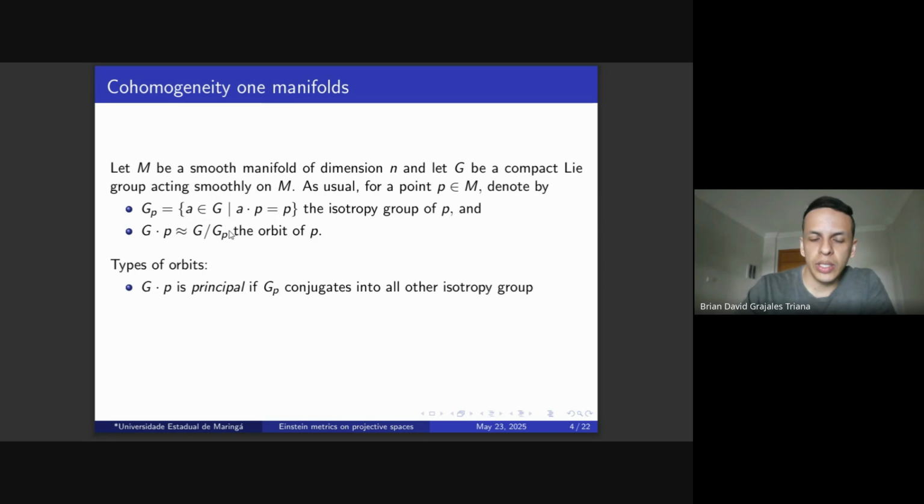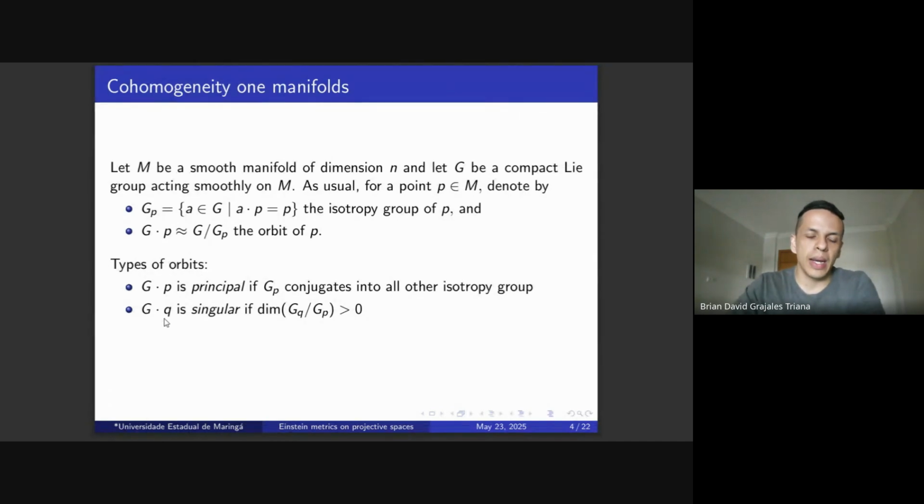With respect to this action, we have three types of orbits. We say that the orbit is classified into three types. The first one is principal, and we are going to say that an orbit is principal if the isotropy group of any element in the orbit is conjugate to a subgroup of any other isotropy group. So this isotropy group is minimal. It does not contain any other isotropy group.